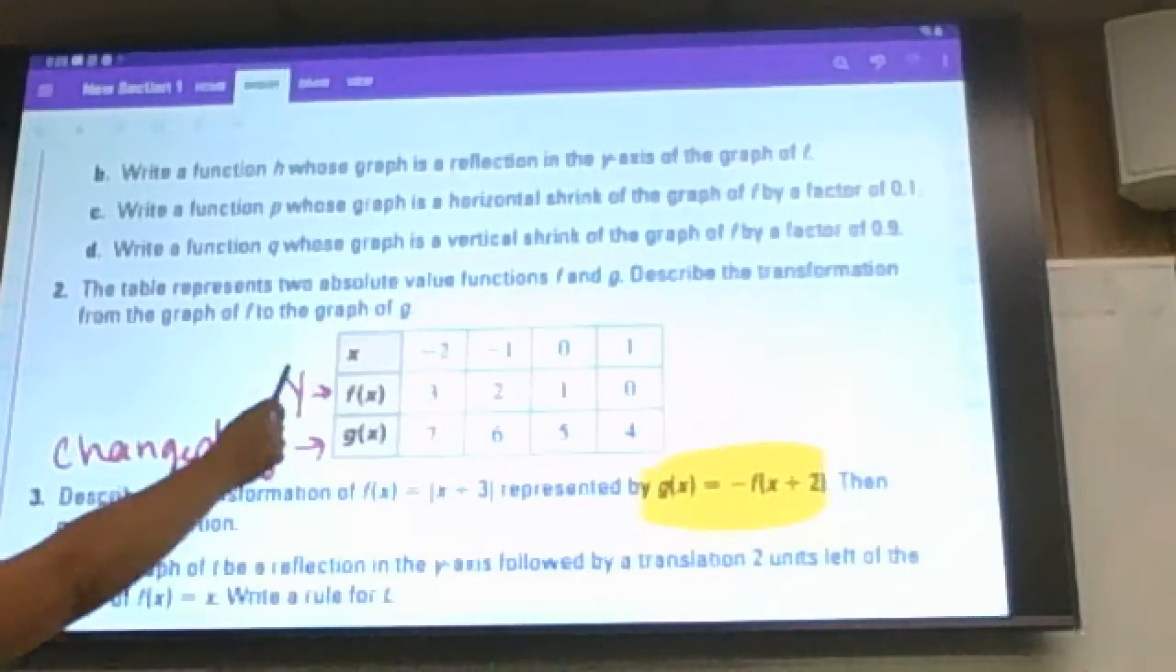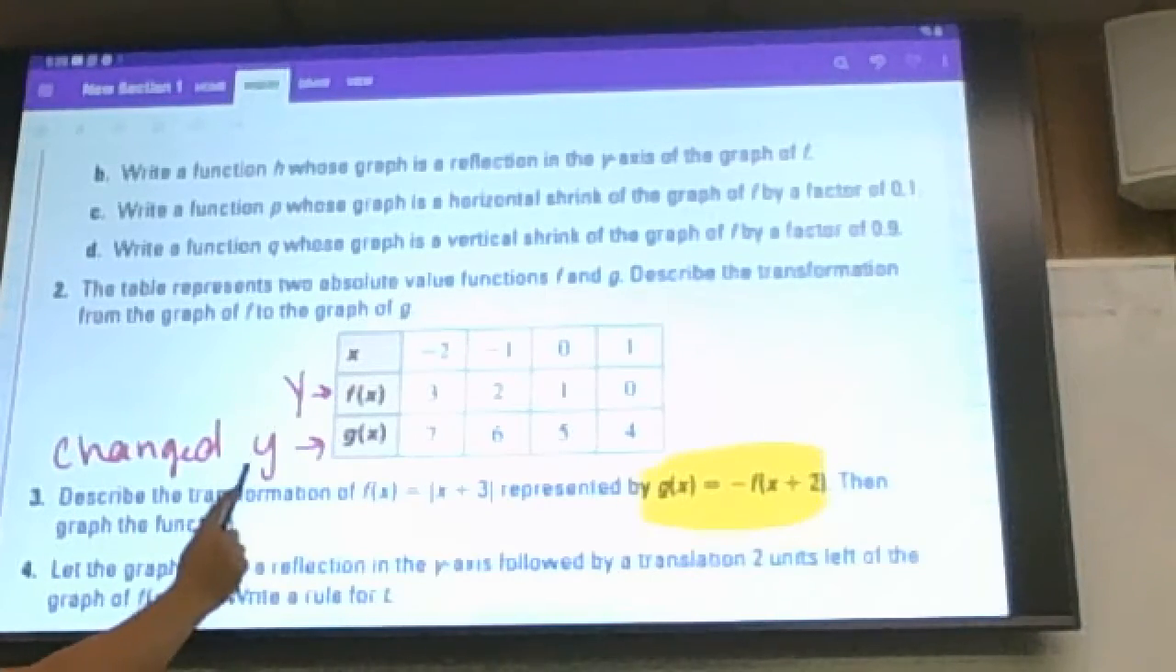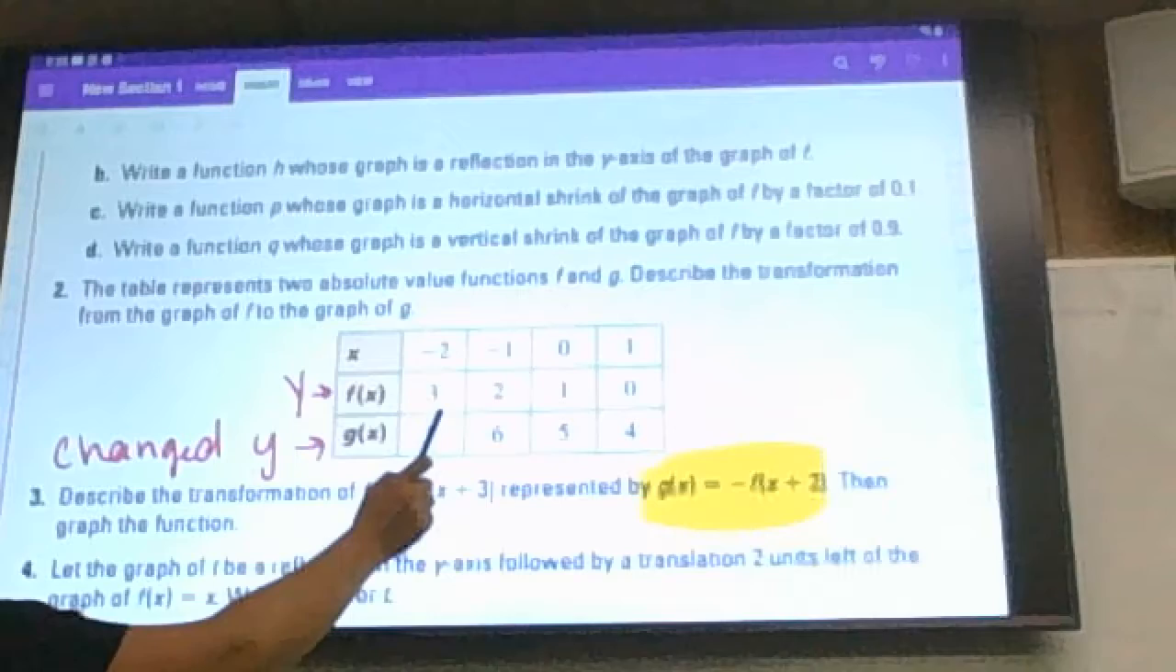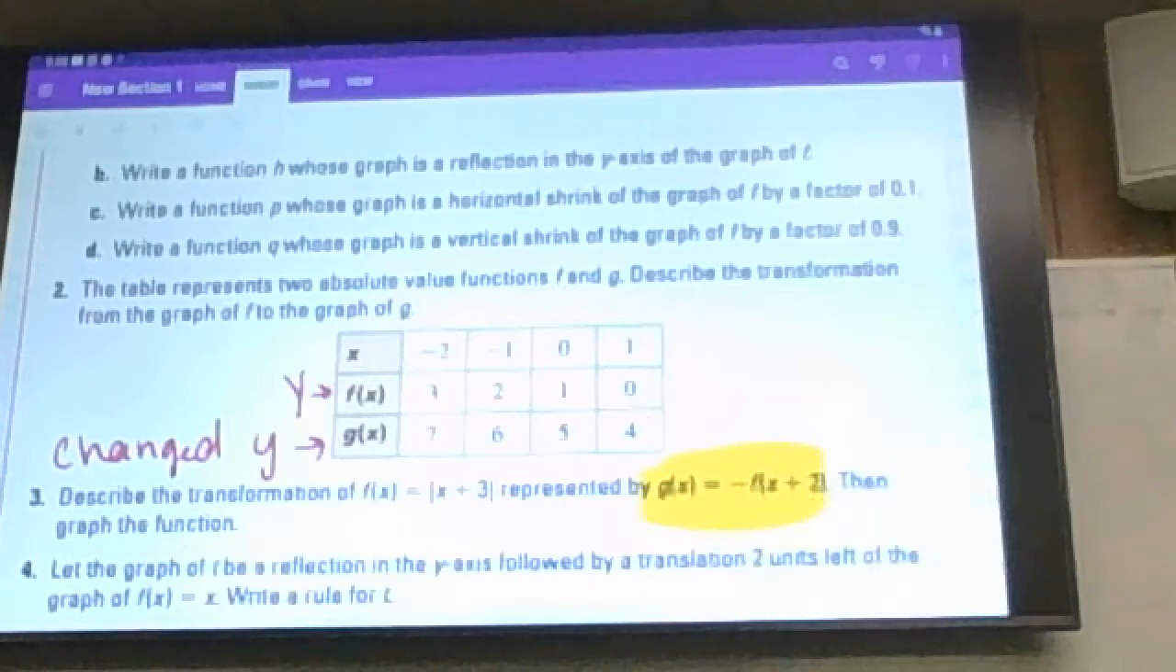This F is like a Y value. This G is how the Y values have changed. So I want you to try to figure out how these Y values are changing and then describe that using the transformation vocabulary. So if you left number 2 blank, talk about it in your group and try it right now. And then I'll also go over 3 and 4. I know those should have been questionable.